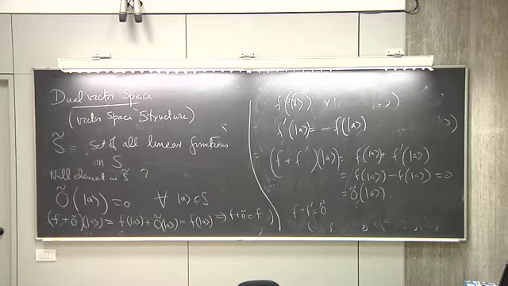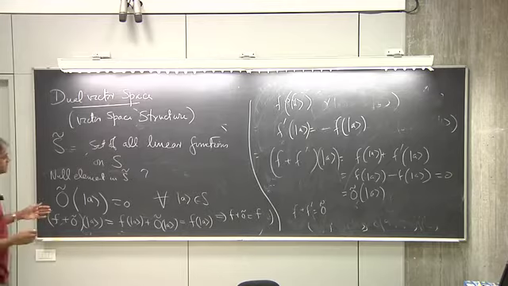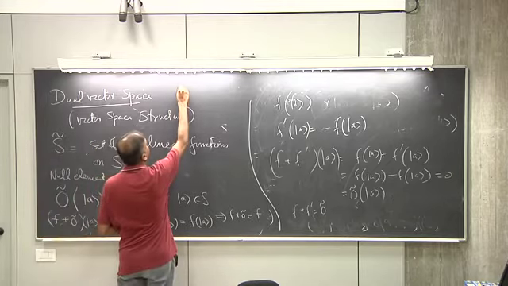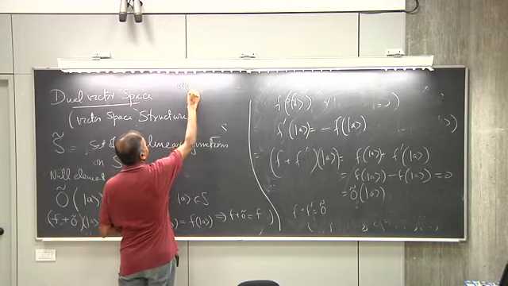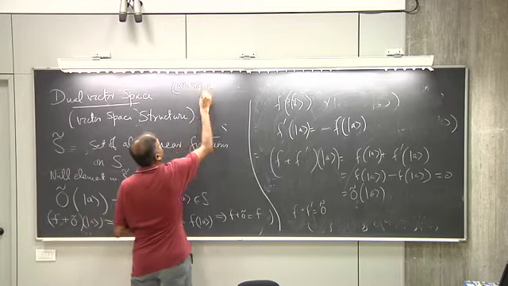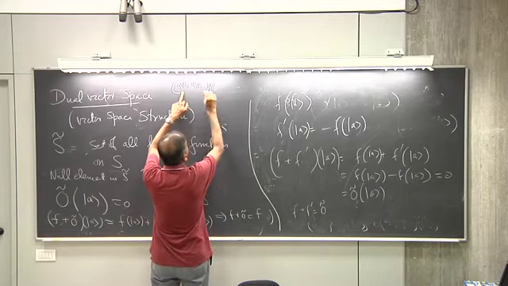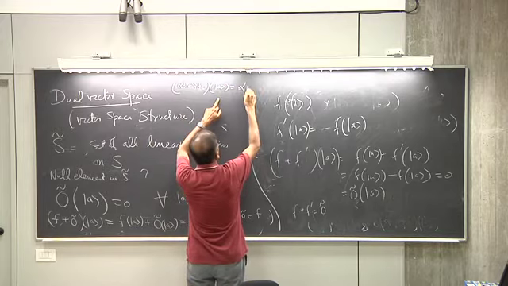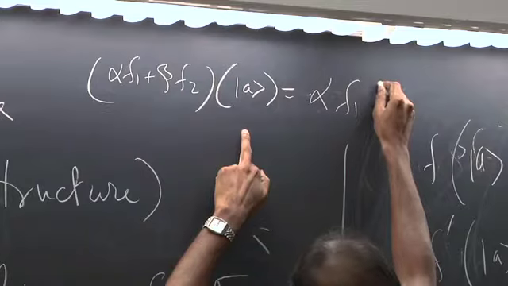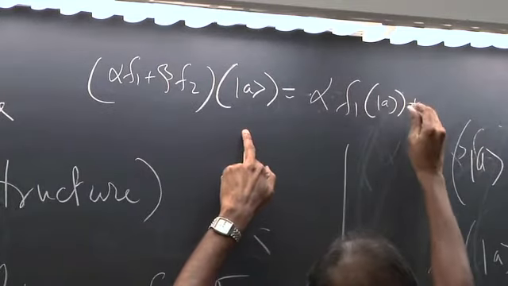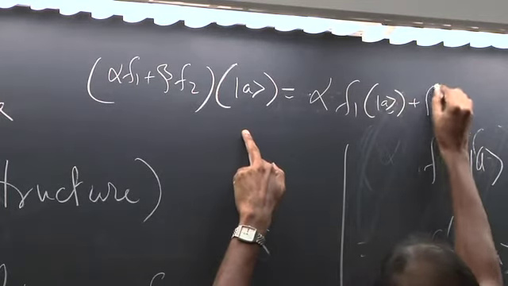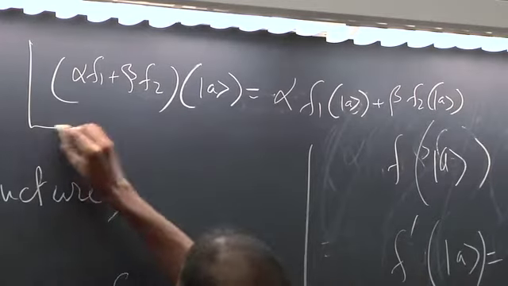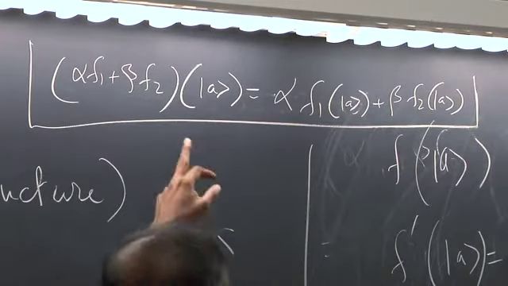Okay. So the upshot is that, with this rule of addition, maybe I should write it down somewhere. The rule was alpha f1 plus beta f2 is that linear function which acting on any A is given by simply alpha f1 acting on A plus beta f2 acting on A. I just write it down to remember this is the definition.